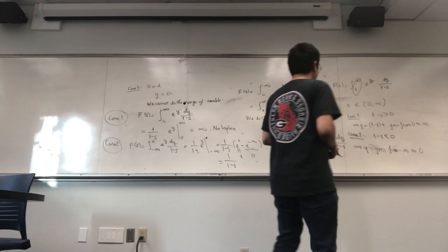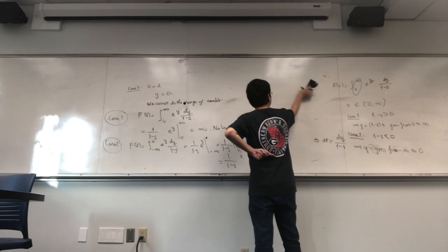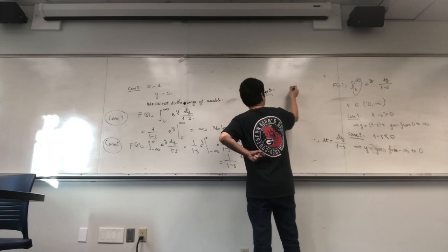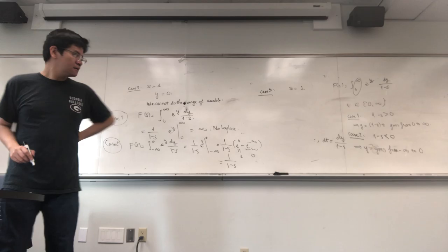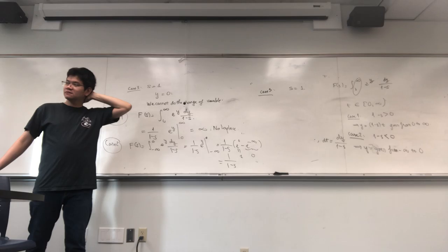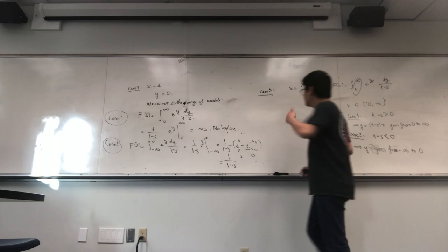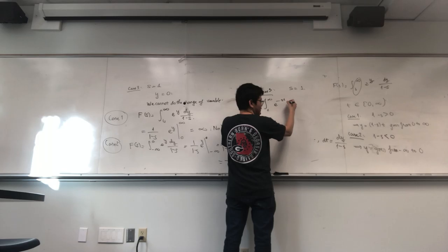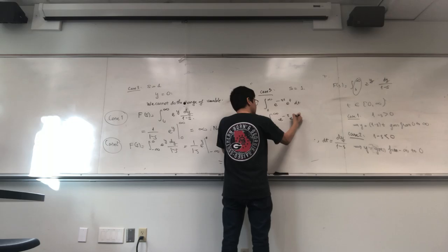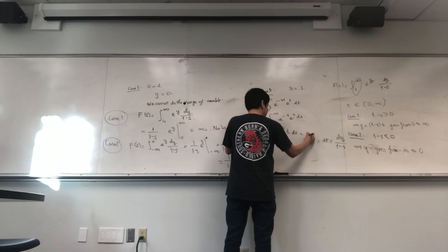Right, so case number 3. S is 1. So what happens when s is 1? 1 over 1 minus s will be undefined, so you can't do it. So when s is 1, you don't have the Laplace transform either. Why? Because when you have e to the power minus s t times e to the t dt, this is e to the power minus t times e to the t dt, and this is also the integral of 1 from 0 to infinity, and this is infinity, right?